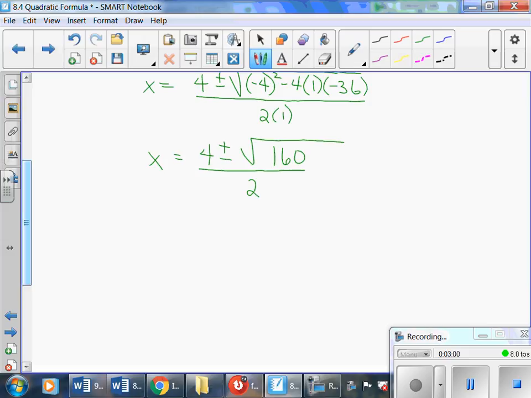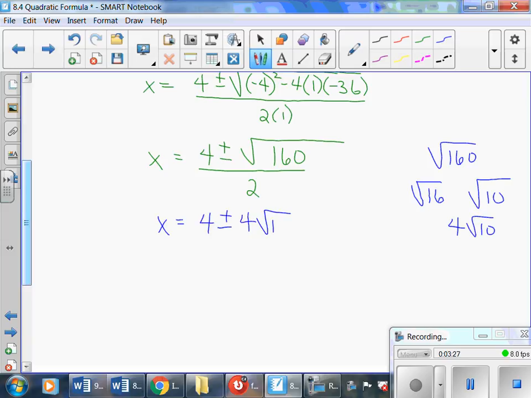So I'm going to come over to the side here and do the square root of 160. I'm going to remind you, we pull it into a perfect square and the leftover. So the perfect square would obviously be 16 times 10, which is 4 square root of 10. So I can come back here and I get x is equal to 4 plus or minus 4 square roots of 10 divided by 2.